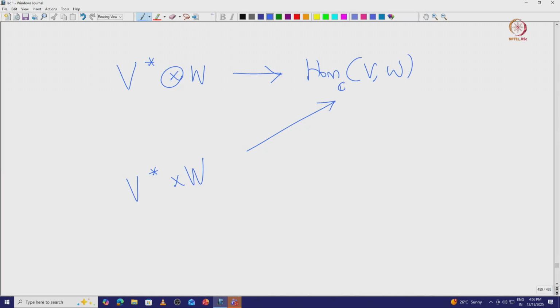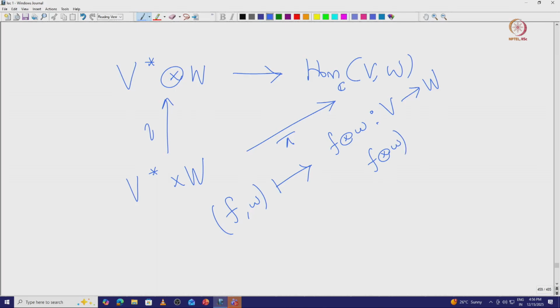Again there is a natural map. Let us define this pi. The pi is defined by: if I take the pair (f, w), then you send it to the map, which we call f tensor w, from V to W, defined by (f tensor w)(u) equal to f(u) times w. And one can check that this map pi is indeed a bilinear map.